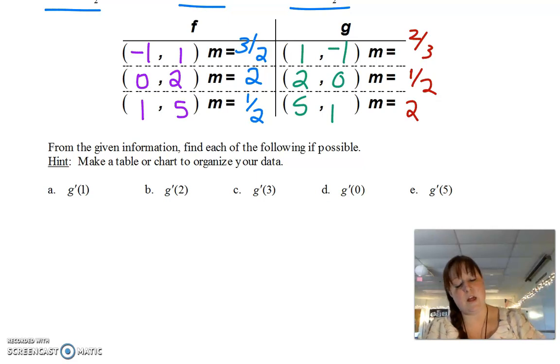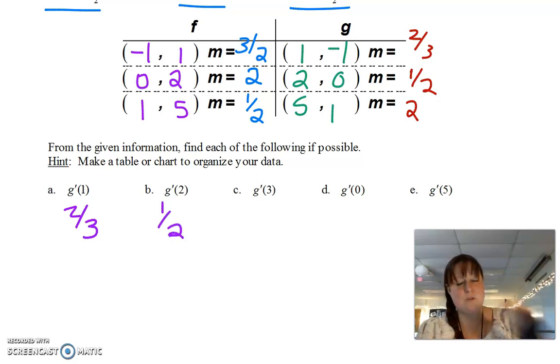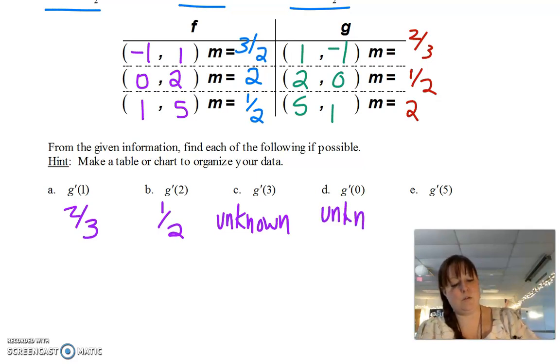So what is g prime of 1? G prime of 1 means what's the slope when x equals 1 in the function g? It's 2/3. What's the slope when x equals 2? It's 1/2. What's the slope when x equals 3? We don't have that point, so we don't know. What's the slope when x equals 0? That's also unknown. And what's the slope when x equals 5? It's 2.